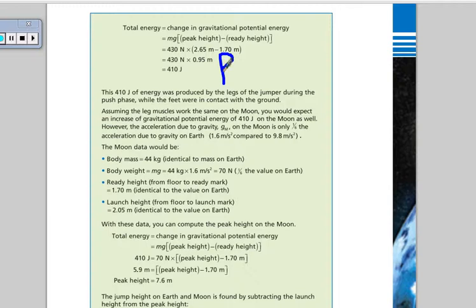So in the first one here, they tell us, according to the work that we did, if we use a force of 430 newtons over a distance of 0.95 meters, we end up with a total amount of work of 410 joules. So this is the energy that we put into it with our legs. And then they're saying, what if we were to do potential energy as mass times acceleration times distance?